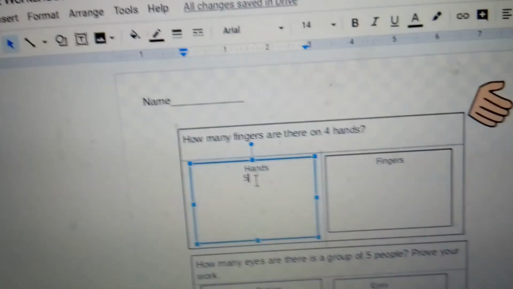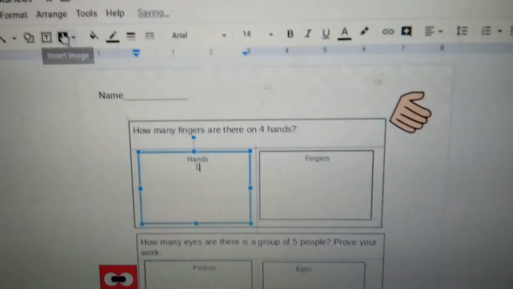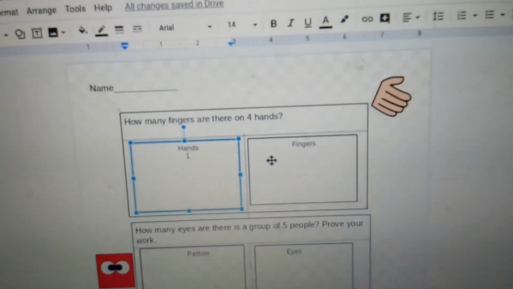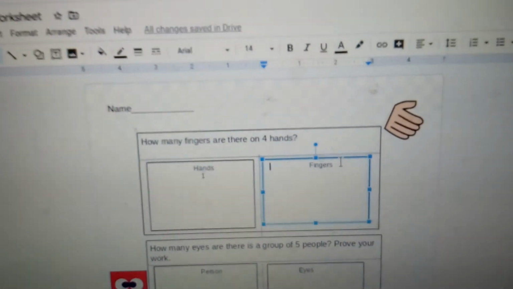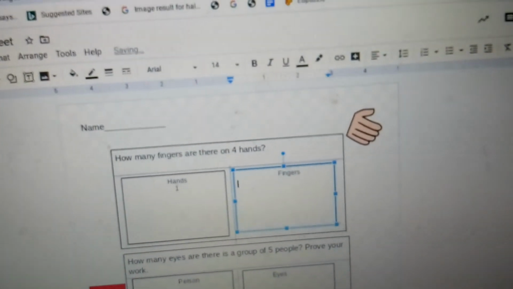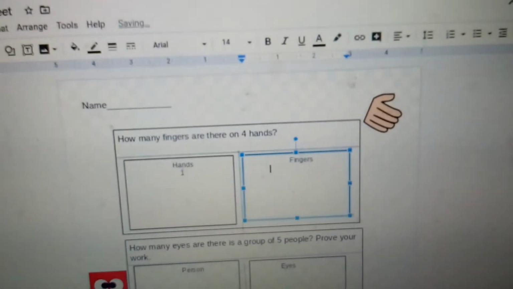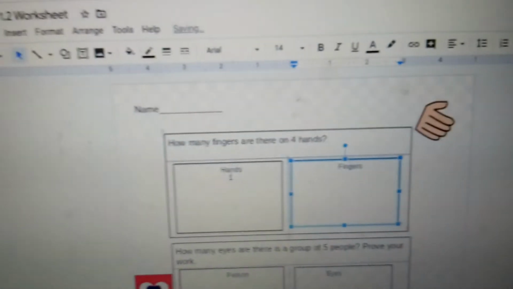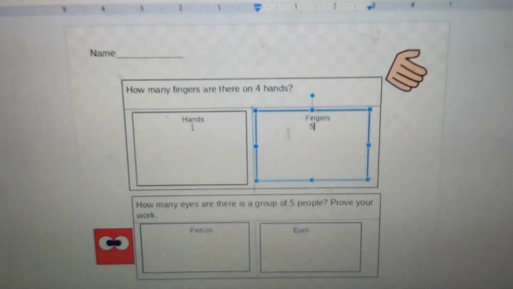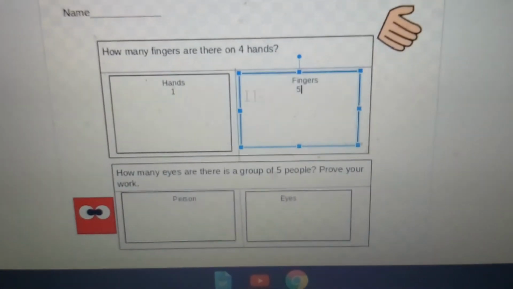Oops, sorry, my bad. We have one hand, right? One hand generally has 5 fingers. So I'm going to hit enter so I can go down, and then I'm going to put my 5 here. So you can see there's a relationship already. One hand is to 5 fingers.